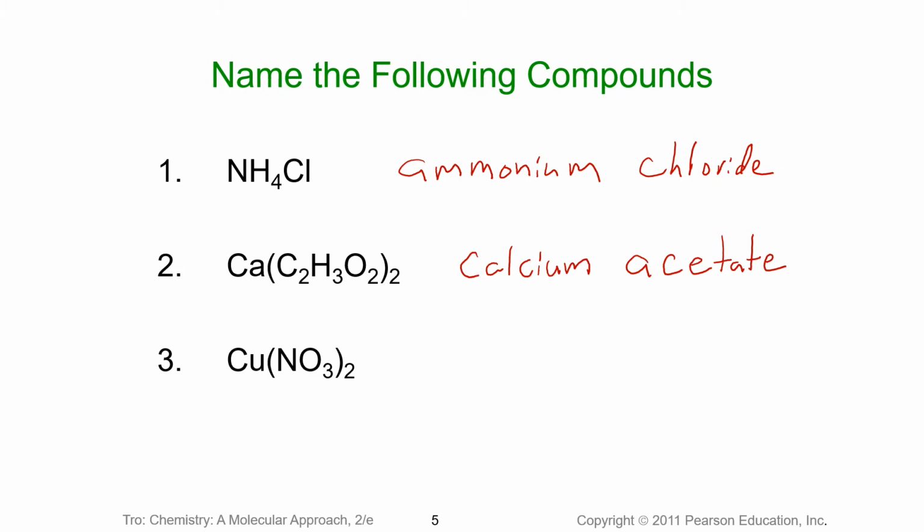The last one, number 3, copper is a transition metal. We need to figure out its charge. Nitrate is always a -1. There are 2 of them, which would give us a -2 charge total. That means because we have 1 copper, that the charge on copper would be a +2 to balance the negative charge. NO3 is nitrate.